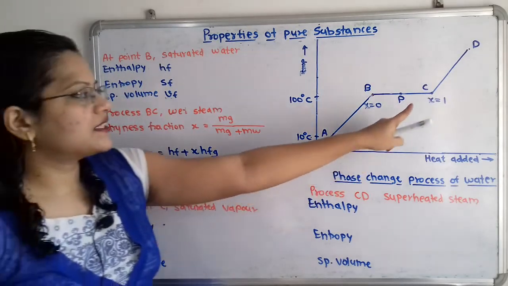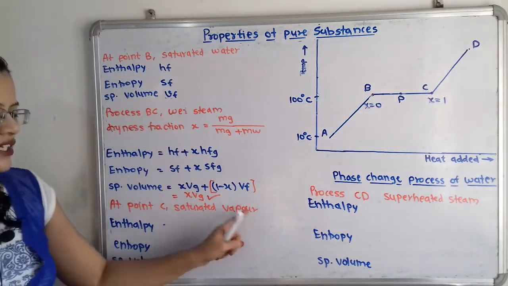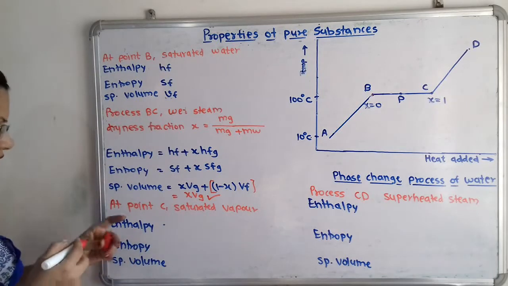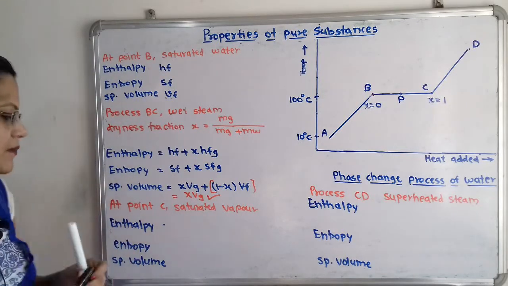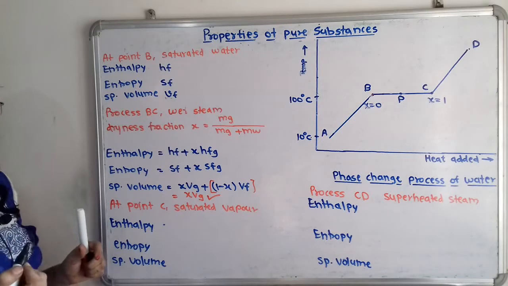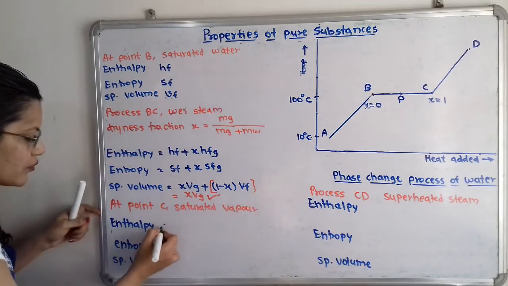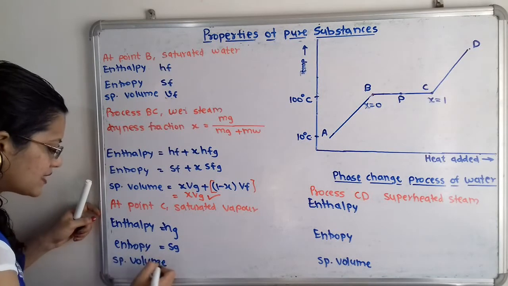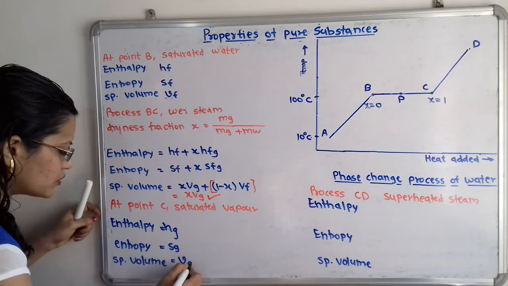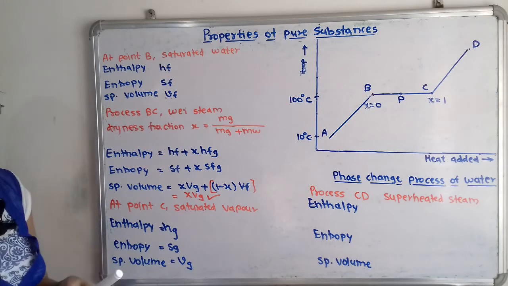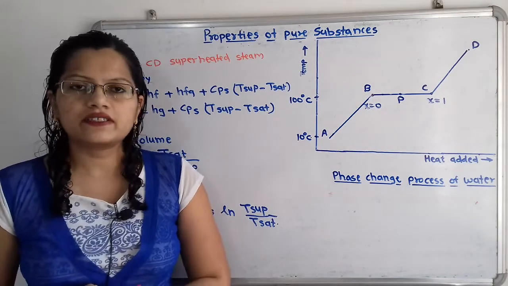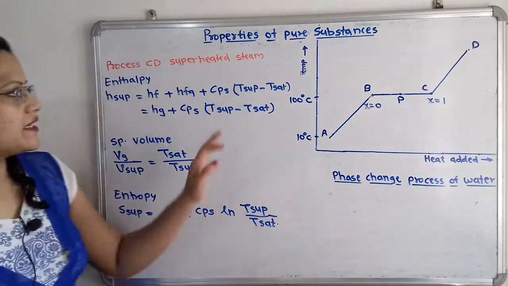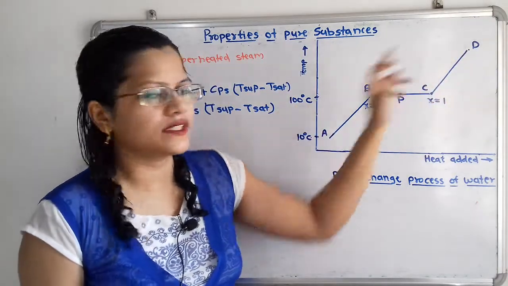So at point C there is the dry and saturated vapor, or we can say dry and saturated steam. So at this point what is the enthalpy? So enthalpy is known as the Hg, because vapor is there, so we will use the suffix g. Then entropy is known as Sg and specific volume is known as Vg. Now we will understand enthalpy, entropy and specific volume for the superheated steam, that is for the process CD.